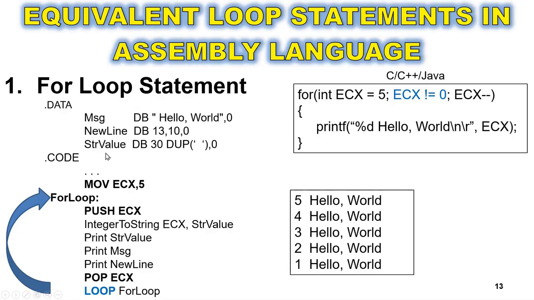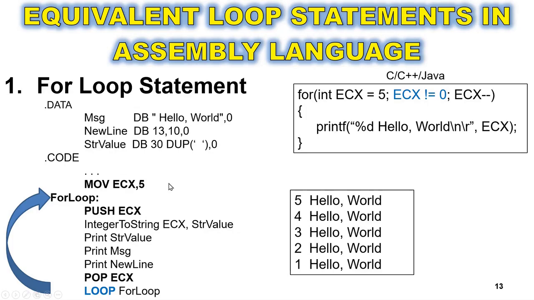Another memory variable that I declared is the str value. Its purpose is to store the converted integer number as a string. This str value contains an array of 30 spaces, and it ends with an integer 0.